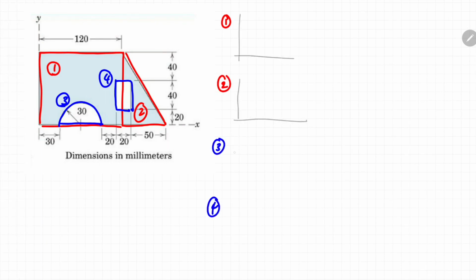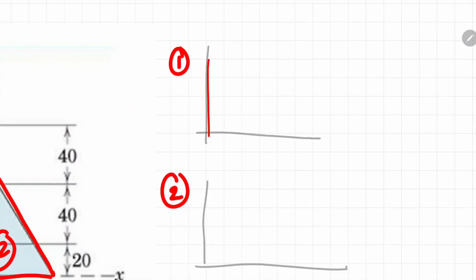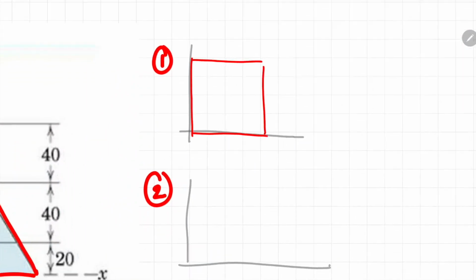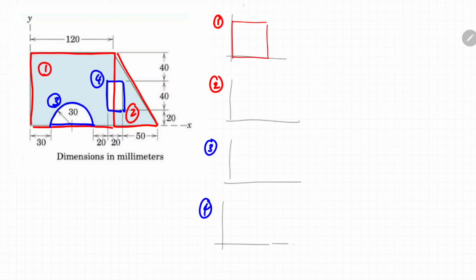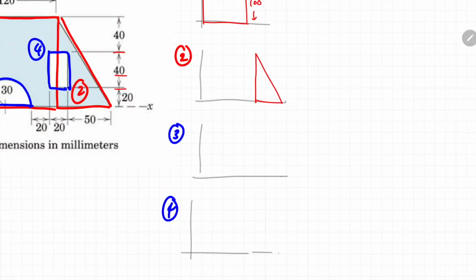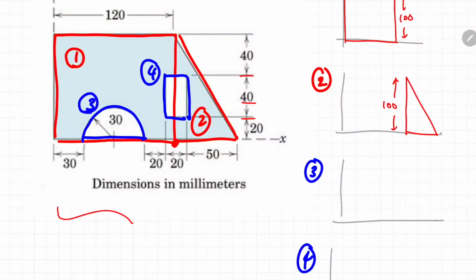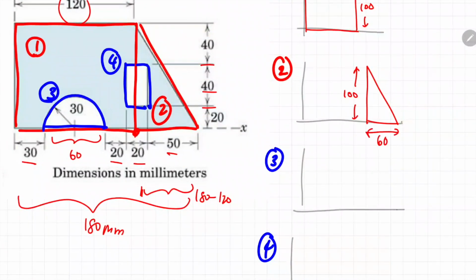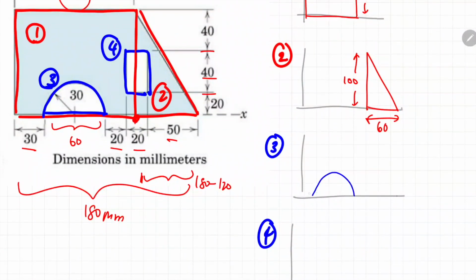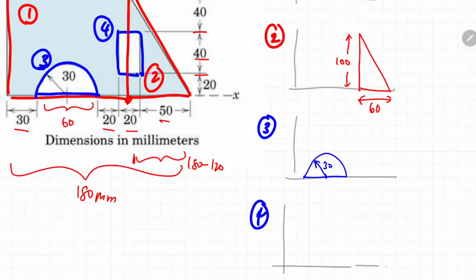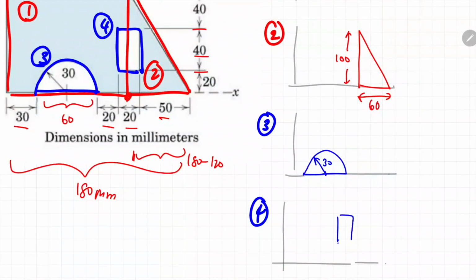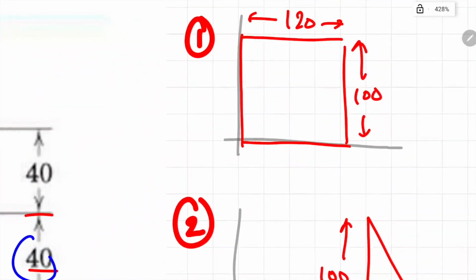So 1, 2, 3, 4. The first segment is a rectangle, with a length of 120 millimeter, and the height is a total of 40 plus 20, which is 100 millimeter. The second segment is a triangle with a height of 100 and a length of 60. The third item is a semicircle with a radius of 30, and the fourth segment is another rectangle with a dimension of 20 by 40.